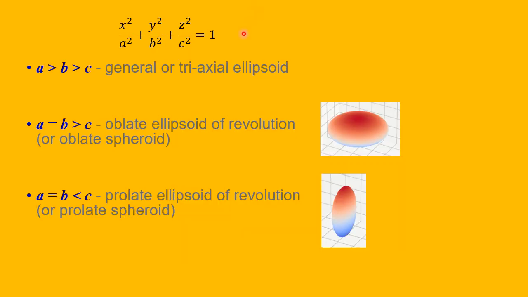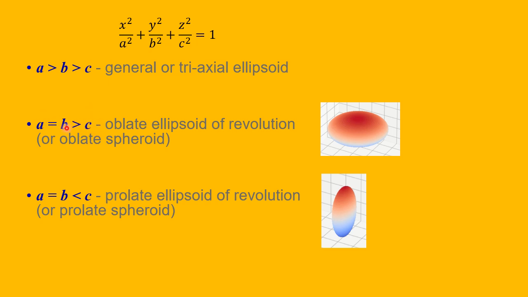Let's look at some cases involving ellipsoids. x squared over a squared plus y squared over b squared plus z squared over c squared equals 1. If a, b, and c are all different, we have what is called the general ellipsoid or the triaxial ellipsoid. The lengths of the three axes of the ellipsoid in the x direction, y direction, and z direction are all different.